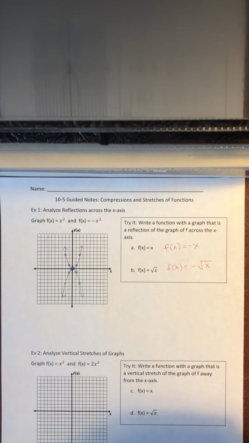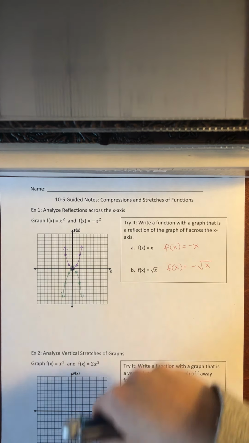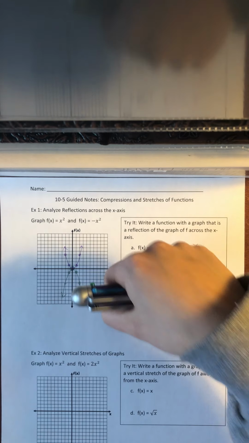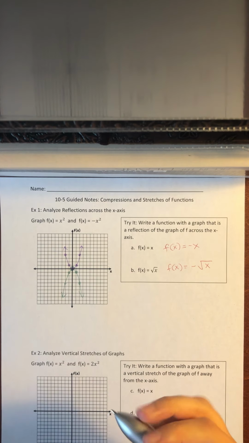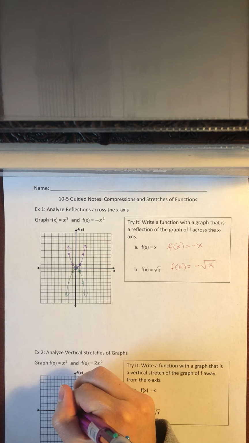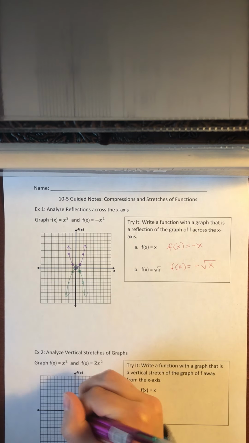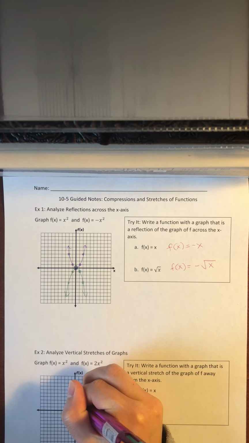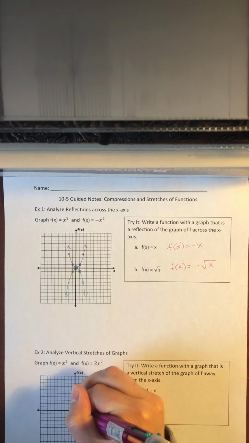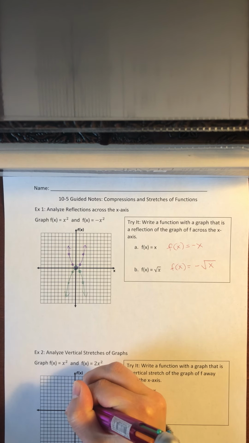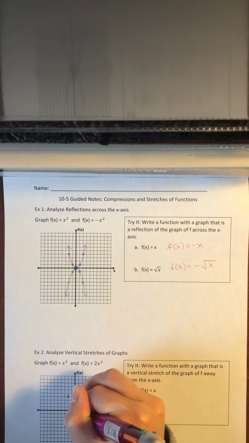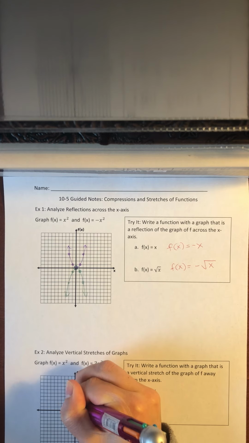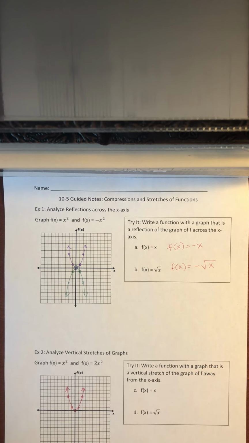Okay, next, analyze vertical stretches of functions. So what we're doing is we're taking that function and we're going to stretch it vertically, so it's actually going to become skinnier. Okay, so first, let's graph our parabola. 0, 0, and then up 1 over 1, up 1, 2, 3 over 1. Same thing over here. Okay, this should be like second nature at this point. We've done it so many times.